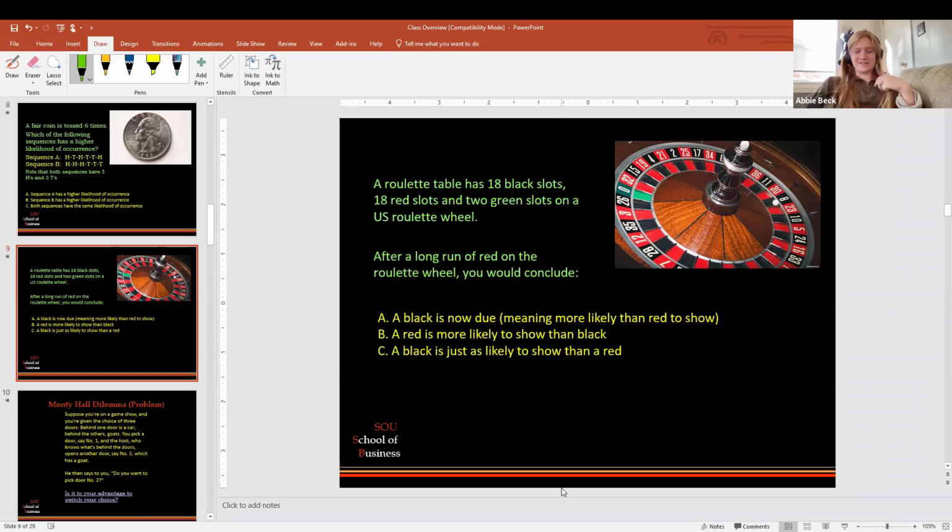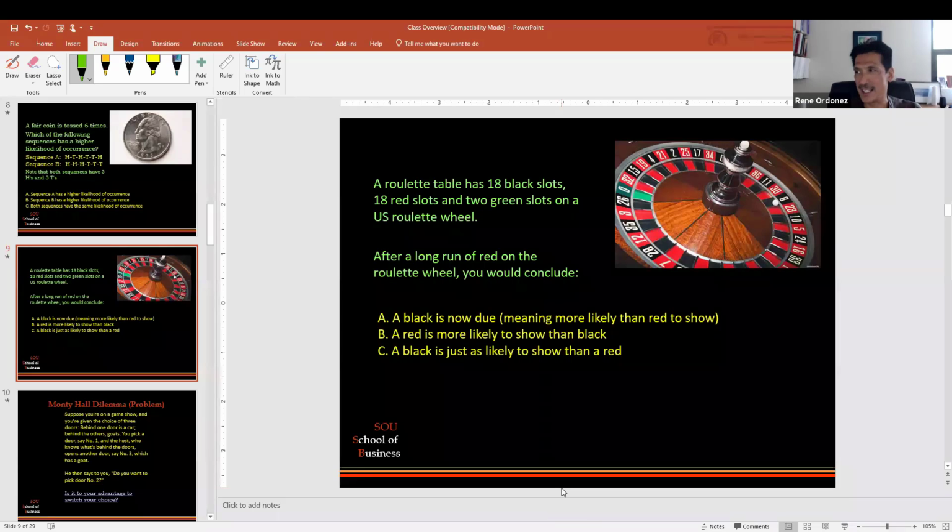I mean, it's still just as likely to show. That's right. Abby, and why did you say that? Well, because the probability is the same. It's just always going to be the same. You just get lucky, I think. That's right. Gambling. So again, this is using the concept of independent events in statistics.